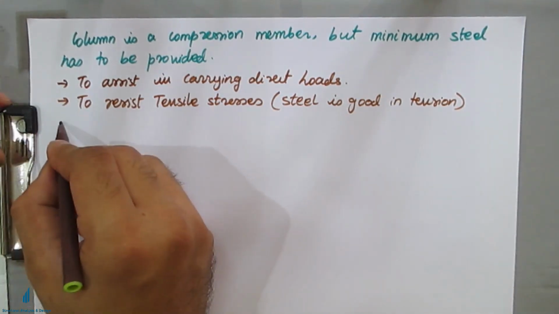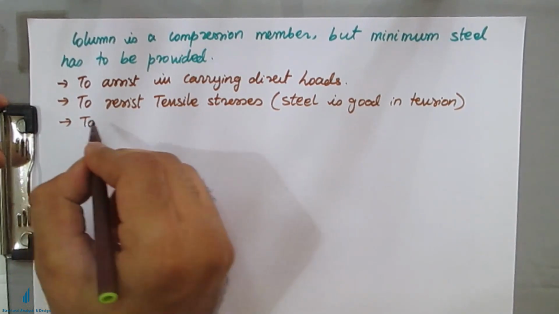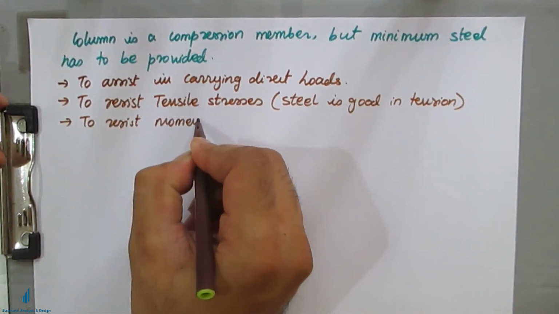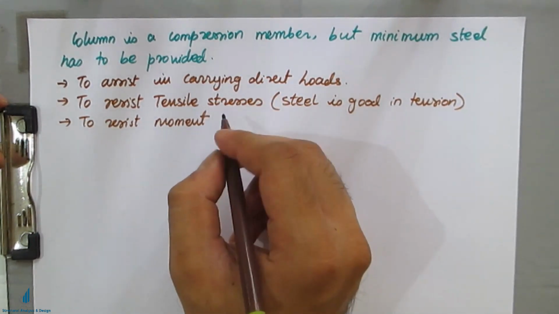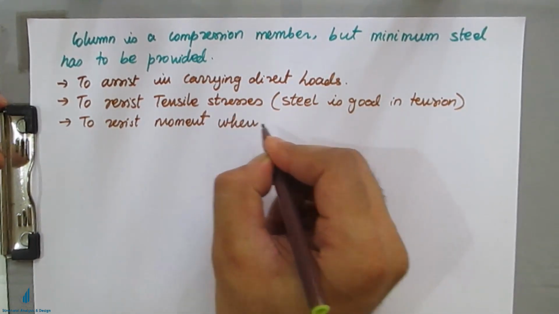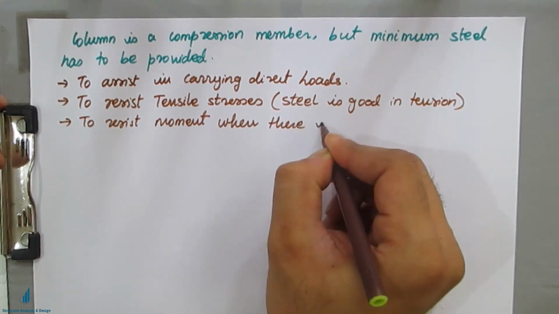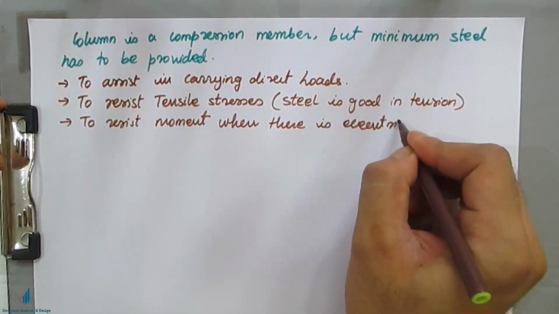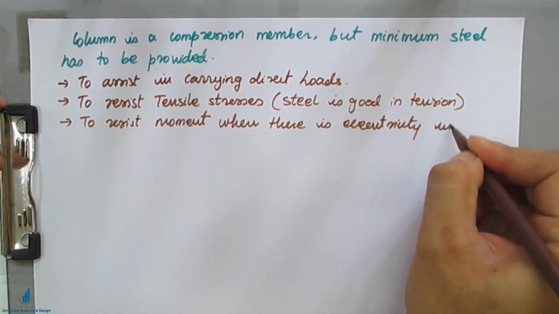And to resist moment when there is eccentricity in the column.